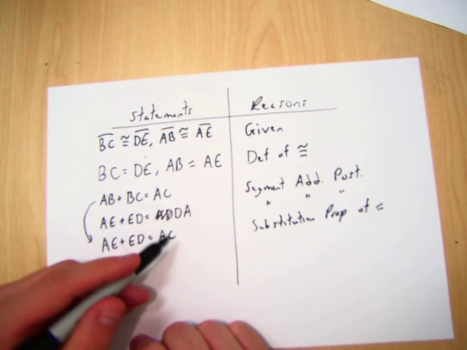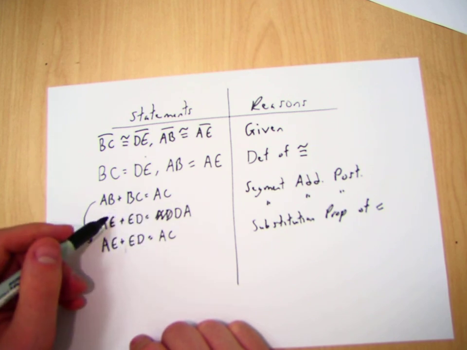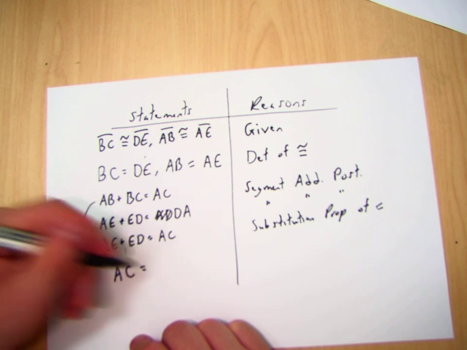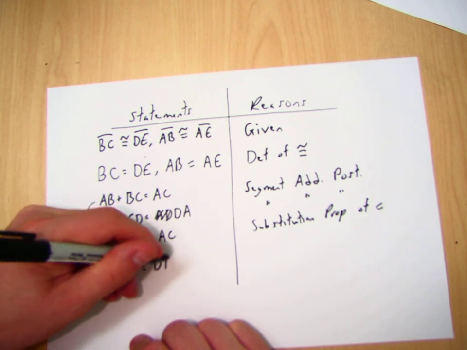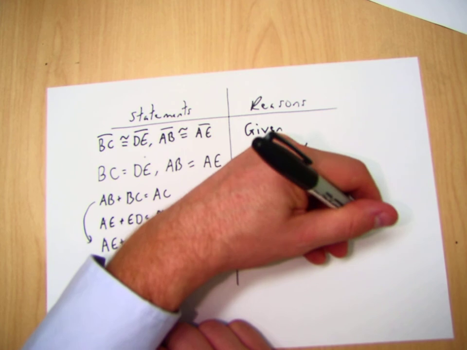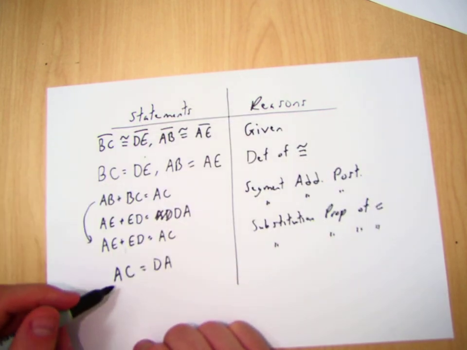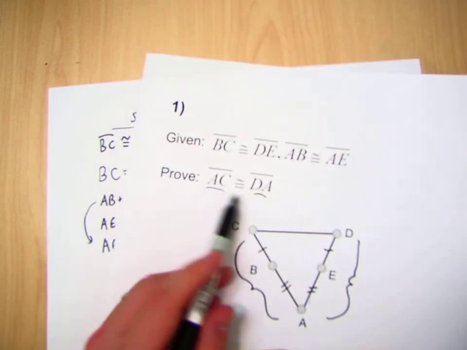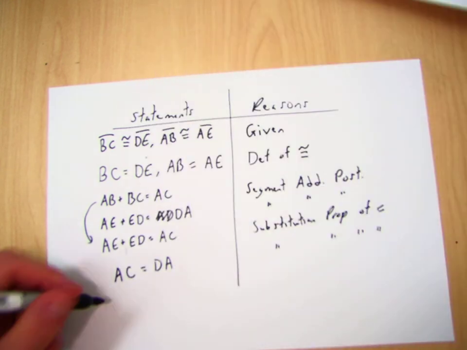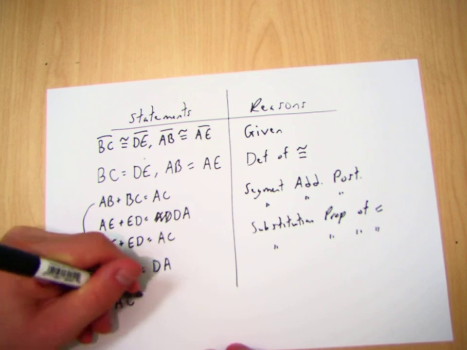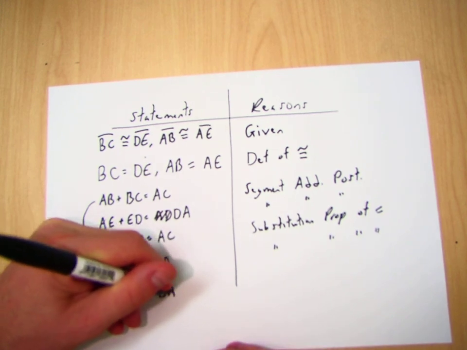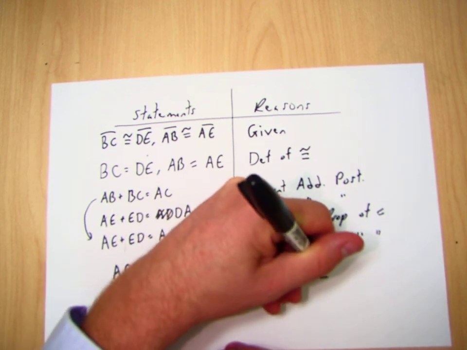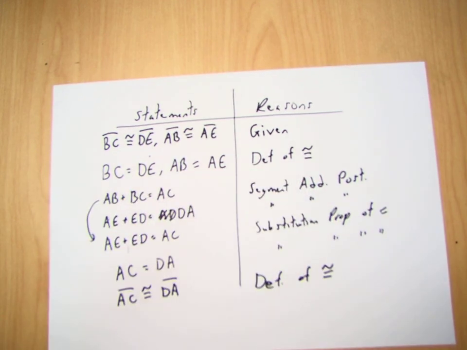Now that I know this, instead of writing AE plus ED, I can substitute in AC, in which case I'm going to get here AC is equal to DA. And again, that's another substitution property of equality. Lastly, just to remind myself, I had to get to this, and these are congruency. So I say that AC is congruent to DA by the definition of congruence. And we're finished with that one there.